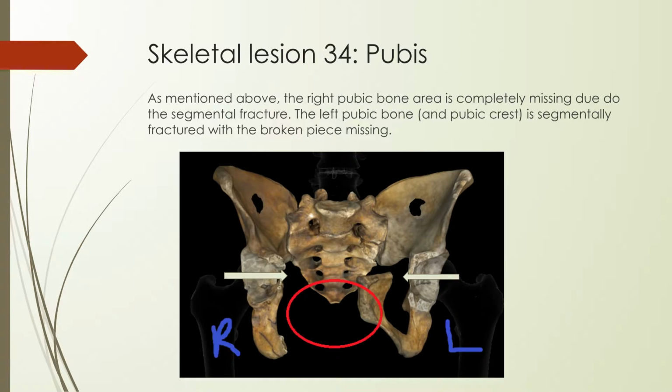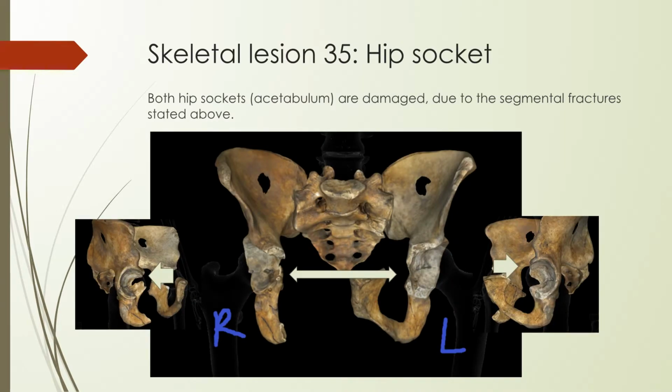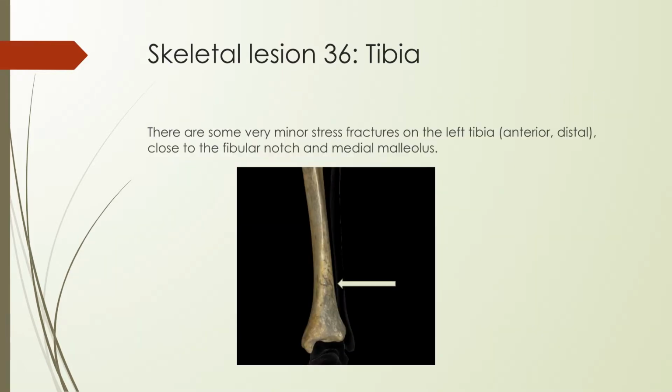For the pubis, as mentioned above, the right pubis bone is completely missing due to the segmental fracture, and the left pubic bone is segmentally fractured with the broken piece missing. Both of the hip sockets are damaged due to the segmental fractures as stated above. And in the tibia, there are very minor stress fractures on the left tibia, very close to the fibular notch in the medial malleolus.